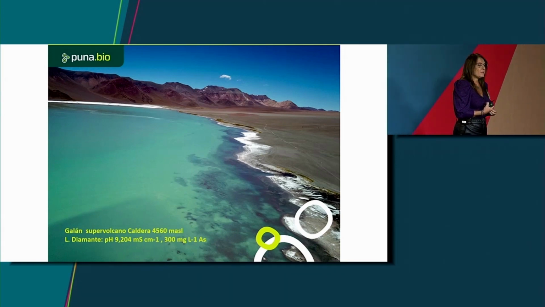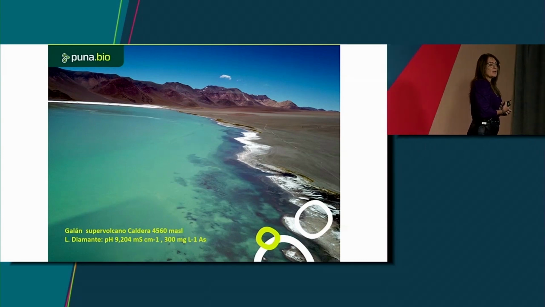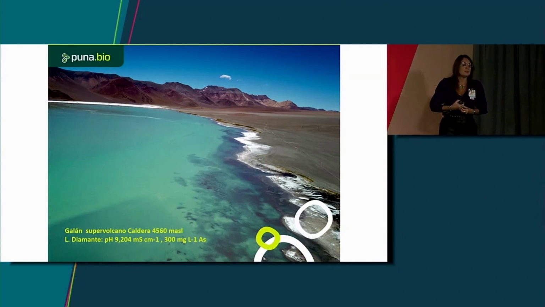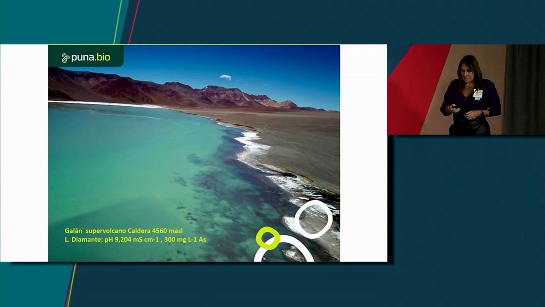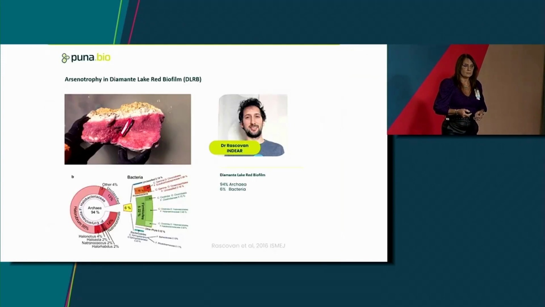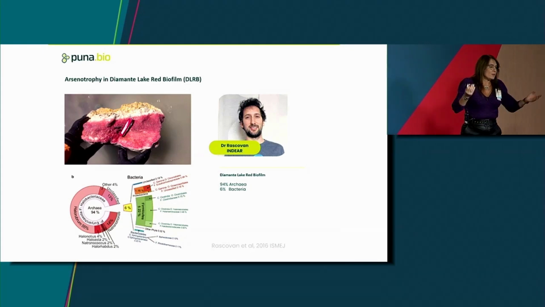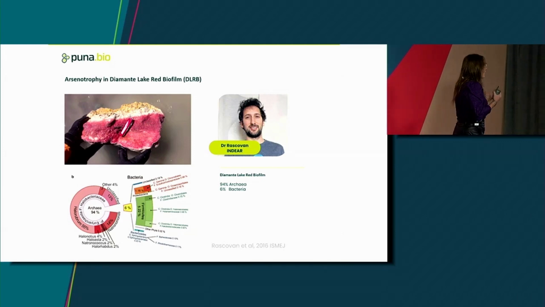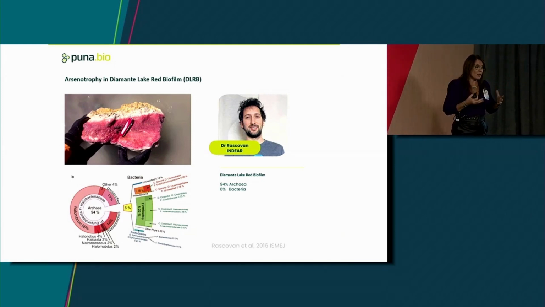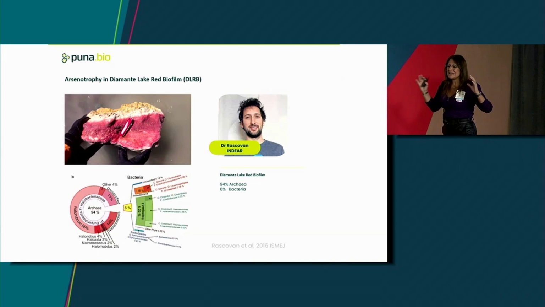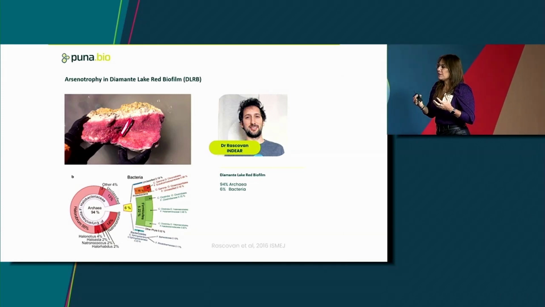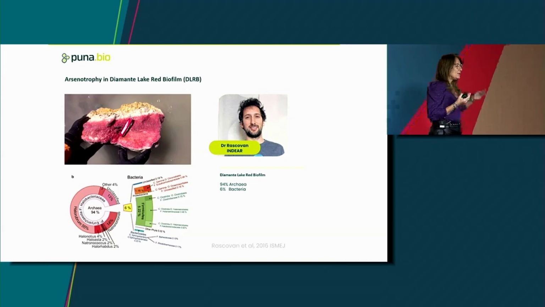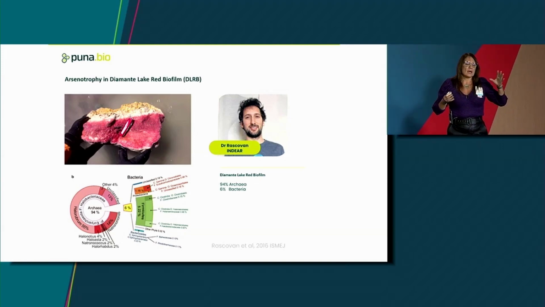For example, Mono Lake, California has 19 milligrams per liter of arsenic. Here we have 300 milligrams per liter of arsenic. In that place, Raskovan, one of our PhD students, found that there are rocks. These rocks might be stromatolites, but they are surrounded by this red biofilm that is made by ikaite. Ikaite is a calcium carbonate.